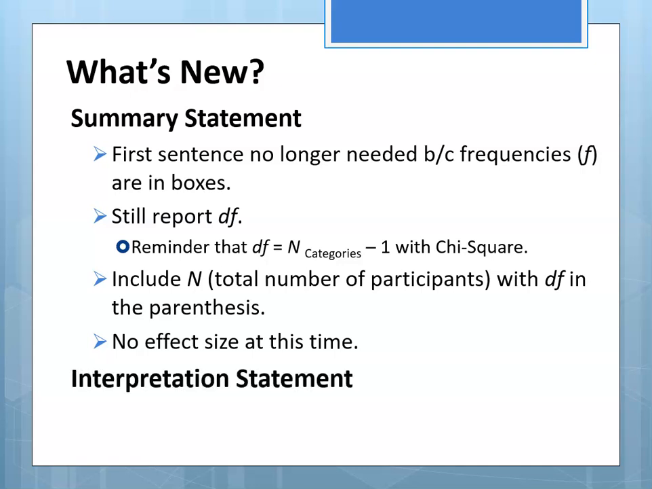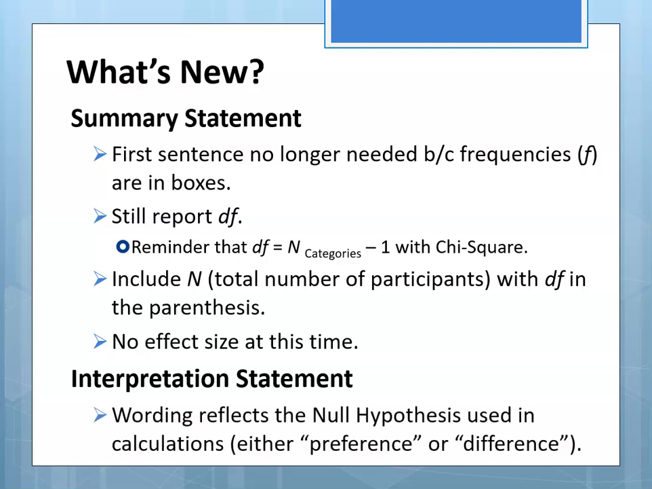There is one new item to remember for the interpretation statement. In chi-square for goodness of fit, there are two types of null hypotheses: the null hypothesis of no preference and the null hypothesis of no difference from a known population. The wording of the interpretation statement will reflect the null hypothesis used in the calculations. So, if the chi-square calculations use a null hypothesis of no preference, then the interpretation statement should use the word preference as well.